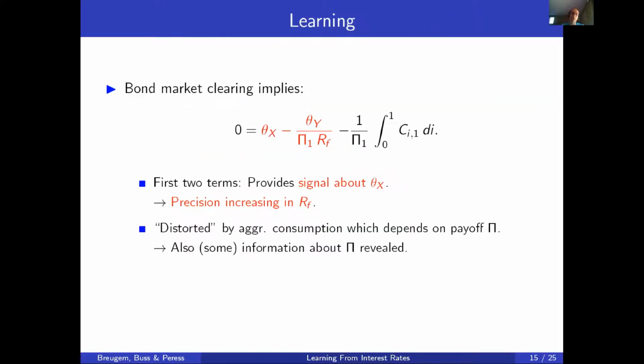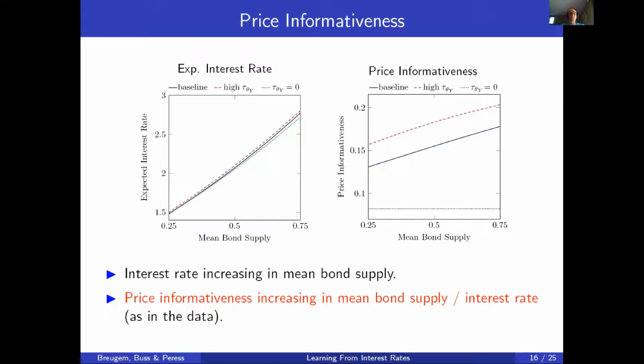In particular, the key equation that I showed you earlier on, which I've plotted here with the familiar terms in red. Now there's a new term because the aggregate resources or the aggregate wealth of agents can now not only be saved, it can also be consumed in period 1. So now there's another term in that bond market clearing equation that complicates things. But the point here is that we can show numerically that price informativeness rises in the level of interest rates.